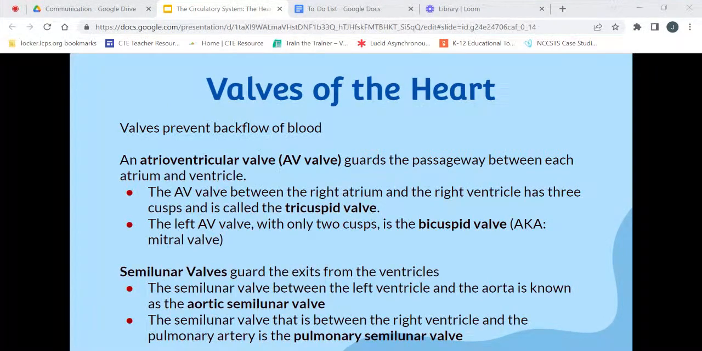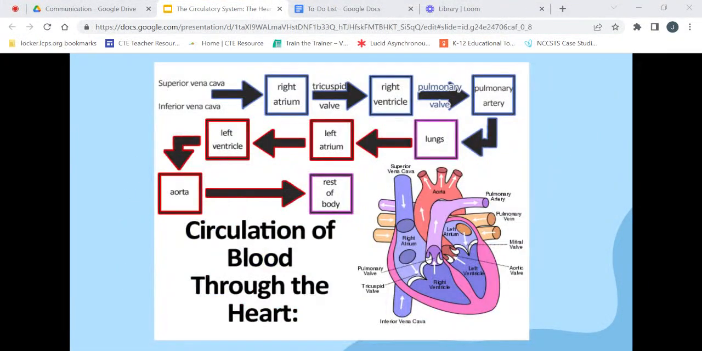Semilunar valves guard the exits from the ventricles. The semilunar valve between the left ventricle and the aorta is known as the aortic semilunar valve. The semilunar valve that is between the right ventricle and the pulmonary artery is the pulmonary semilunar valve. So this is the circulation of blood flow through the heart, including the valves. So: superior vena cava to the right atrium, tricuspid valve, right ventricle, pulmonary valve, pulmonary artery, lungs, left atrium, left ventricle, aorta, and then the blood goes out to the rest of the body.